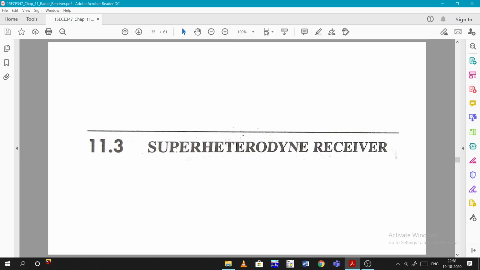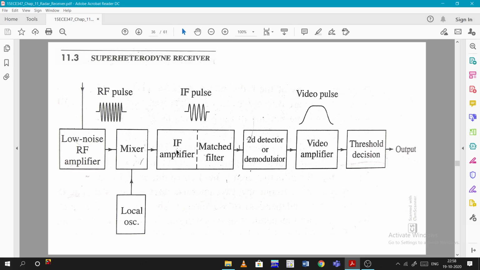Now the superheterodyne receiver. This diagram has been seen many times by now. Above there will be a transmitter, and this is the receiver part. In the receiver part, there is first a low noise RF amplifier, which goes to the mixer connected to a local oscillator. That output is sent to the IF amplifier, the intermediate frequency amplifier, then to a matched filter. Then the resultant pulse goes to the second detector, or demodulator.